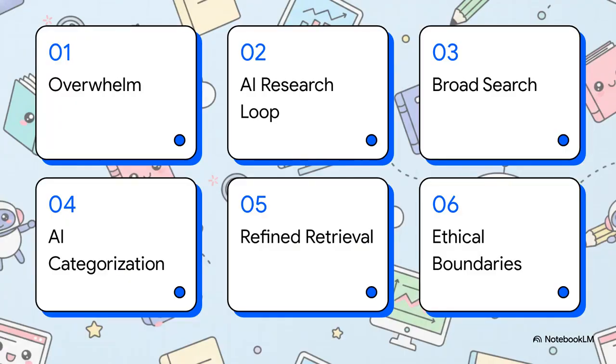Okay, so let's dive into this. To systematically conquer this literature mountain, here is our agenda. Number 1, the literature overwhelm. 2, the AI research loop. 3, step 1, broad search. 4, step 2, AI categorization. 5, step 3, refined retrieval. And finally, number 6, the ethical boundaries.